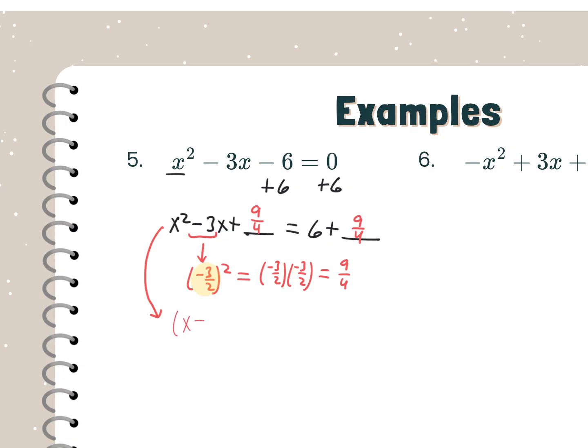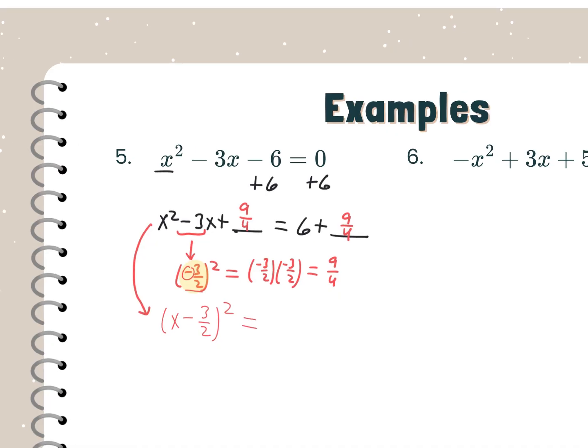So it's going to be x minus 3 over 2, right? That's the number that was inside of our parentheses. I kept the sign with it, the minus. So it's x minus 3 over 2 squared equals 6 plus 9 over 4, right? With that, I can find a common denominator, right? I don't want to deal with it the way it's written like this. I want to try to get it a little bit simpler.